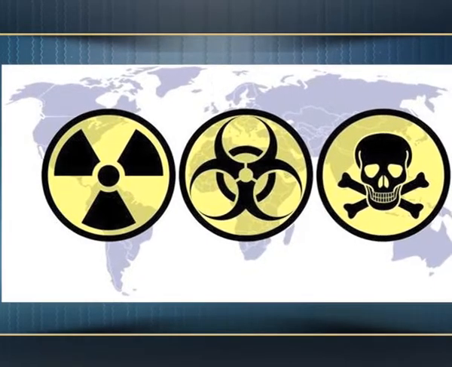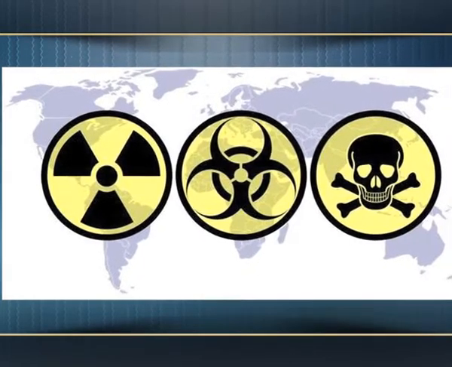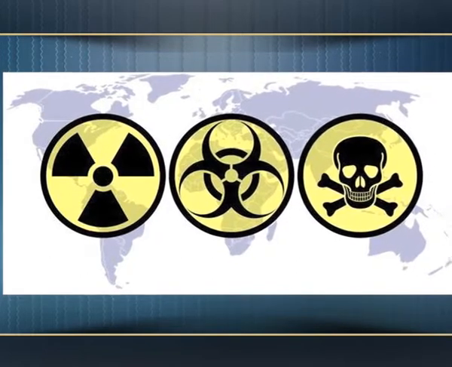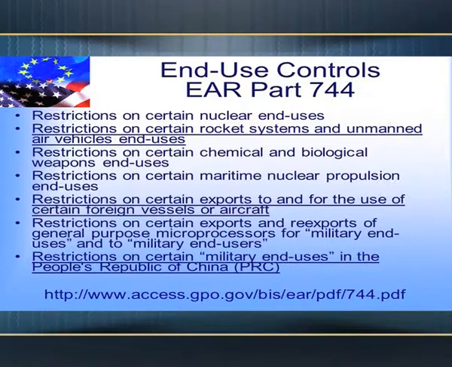If any item would support a proliferation activity such as nuclear, chemical, biological or missile proliferation activities in a country of concern, a license would be required. Part 744 of the Export Administration Regulations spells out the specific regulation related to end user and end use control. There are many prohibited end users.